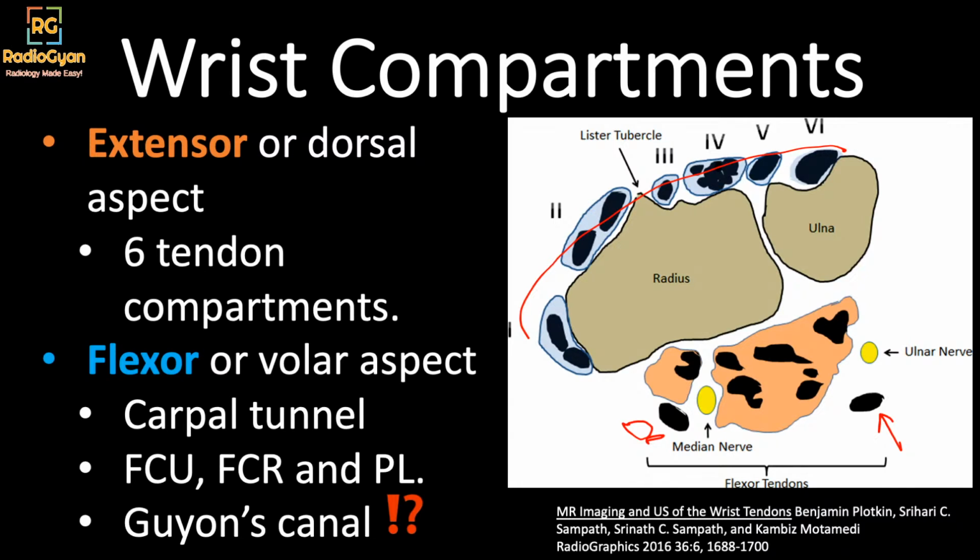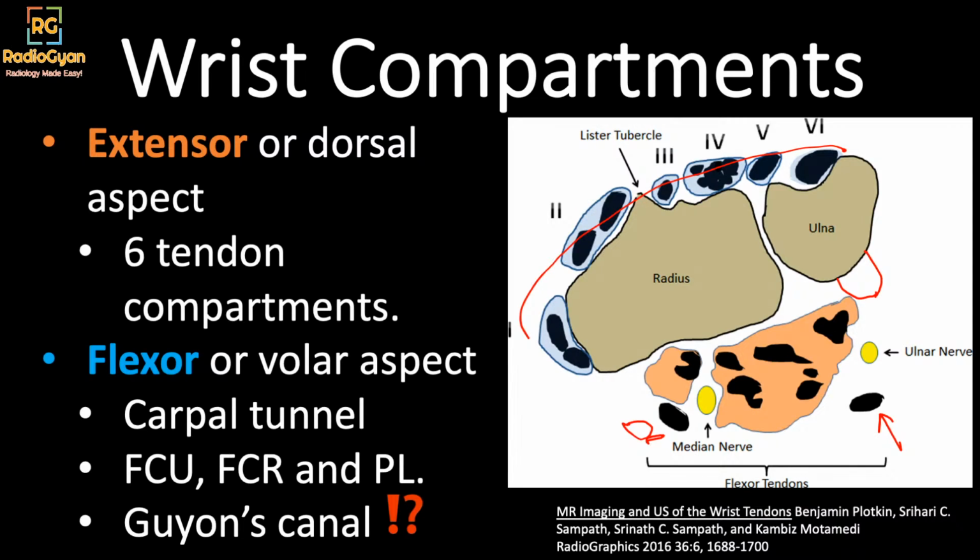So Guyon's canal. What structure goes in the Guyon's canal? Guyon's canal is located somewhere around here, not at this section, but a slightly distal section. It's bounded by the hook of the hamate and the hypothenar muscles. What structure goes in the Guyon's canal?